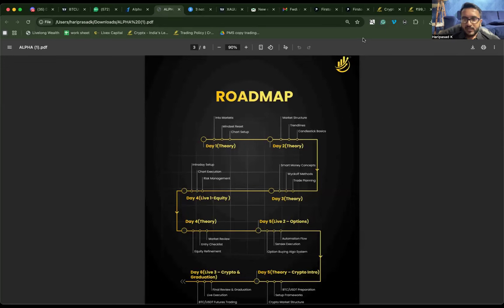We'll start with the basics. The first day of the session, we're going to be starting with the basics, and then later on we'll be moving forward to market structure, trend lines, candlesticks, all those things. Then on day three, I will actually be walking you through some smart money concepts, Wyckoff trading methods, and you'll also be shown how you can actually plan your trades, all these concepts.